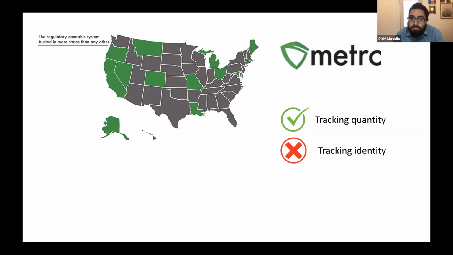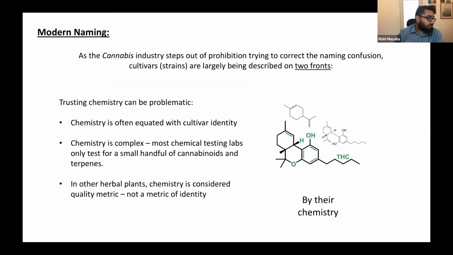One of the problems with Metric is that it only tracks quantity, it doesn't track identity. So it can tell you, I am selling 20 pounds of something, but it doesn't tell you what that something is. Or at least it doesn't confirm or regulate what that something is.